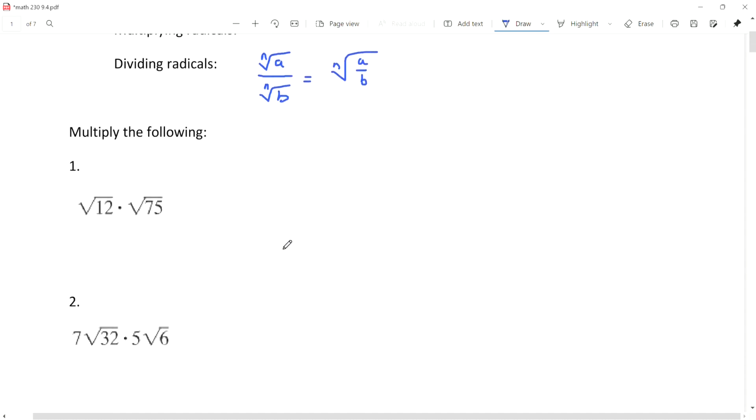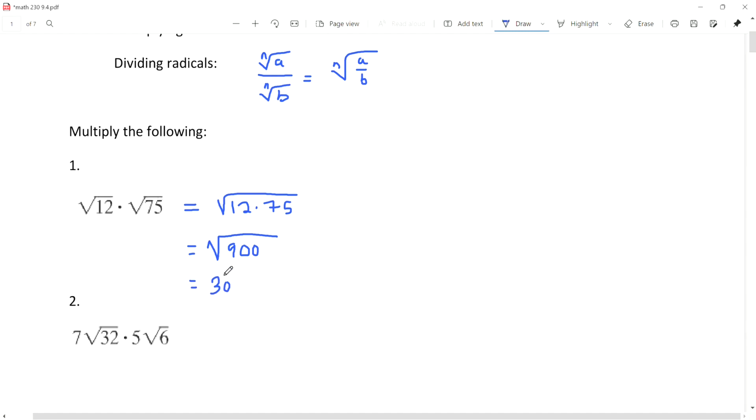And so let's try some problems. For question 1, we have the square root of 12 times the square root of 75. We can use the multiplying property of radicals. So this is the same as the square root of 12 times 75. And if we multiply 12 times 75, you will get that this is equivalent to the square root of 900. And using a calculator, we can simplify the square root of 900 as 30.